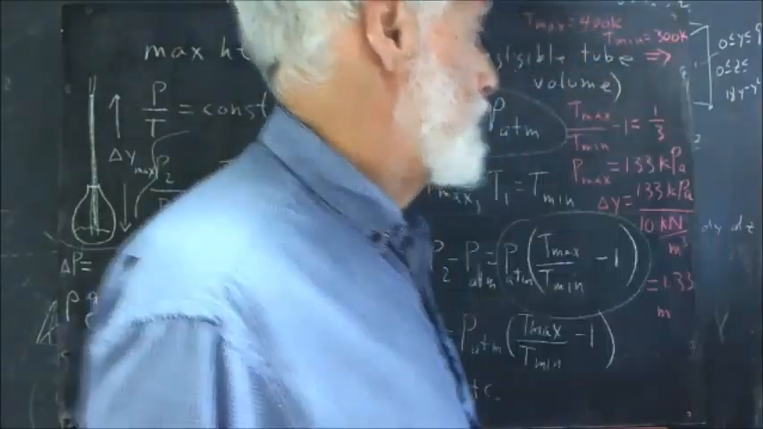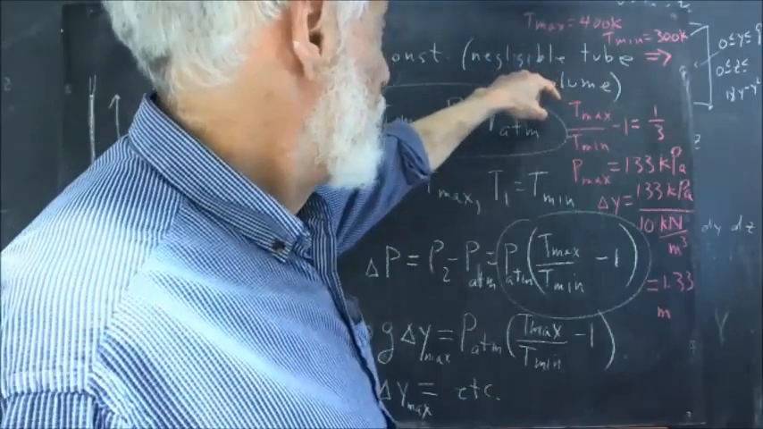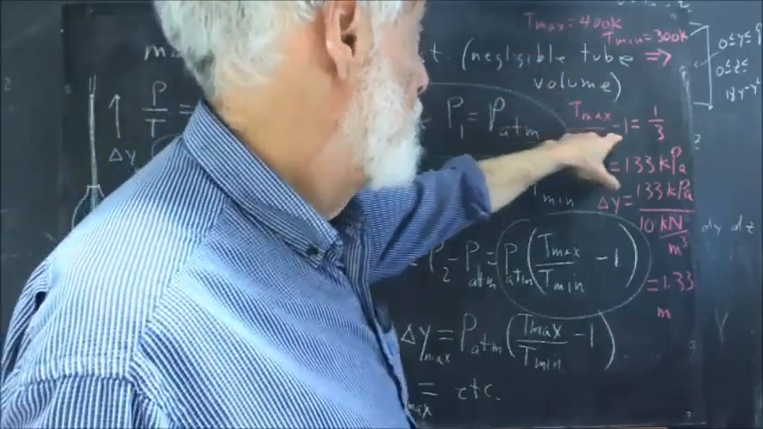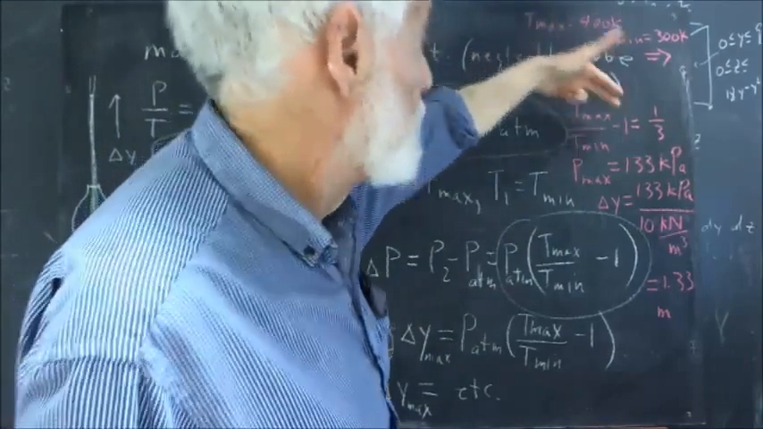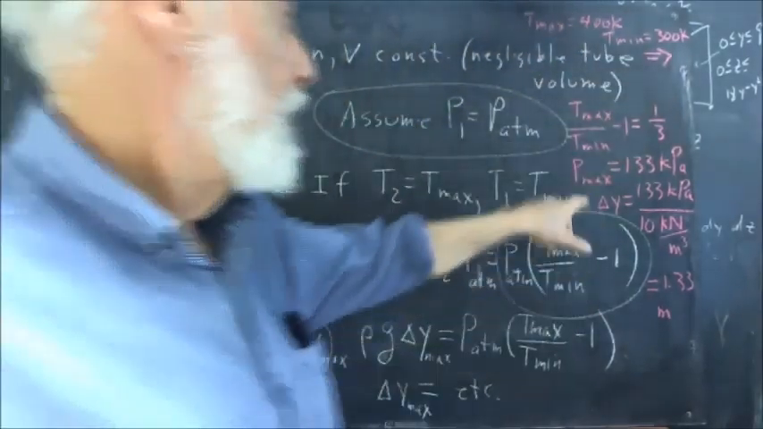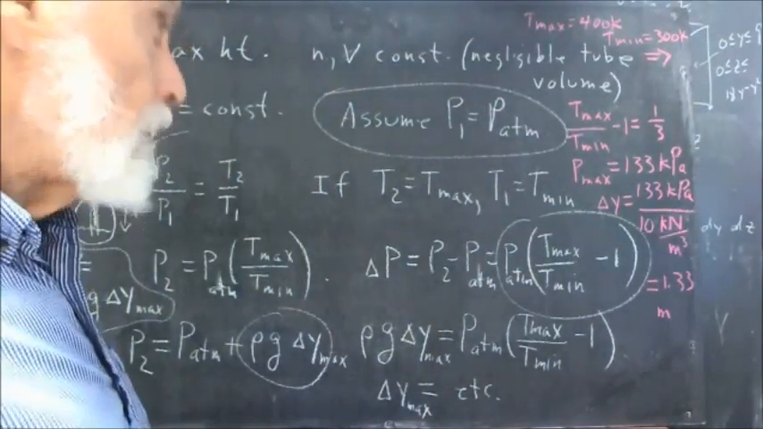Now, if maximum temperature is 400 Kelvin, minimum is 300 Kelvin, and of course we have to use absolute temperatures, then T max over T min minus 1 is going to be 4/3 minus 1, which is 1/3. So the maximum pressure is going to be what?